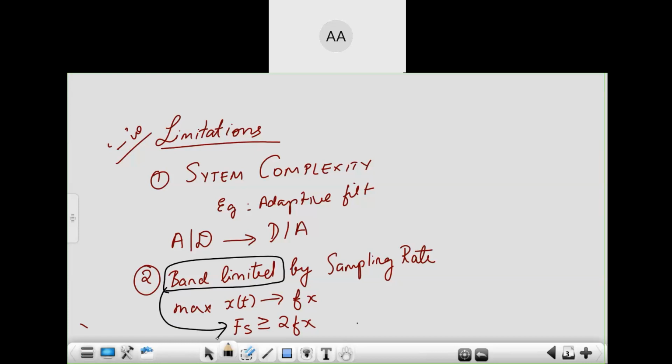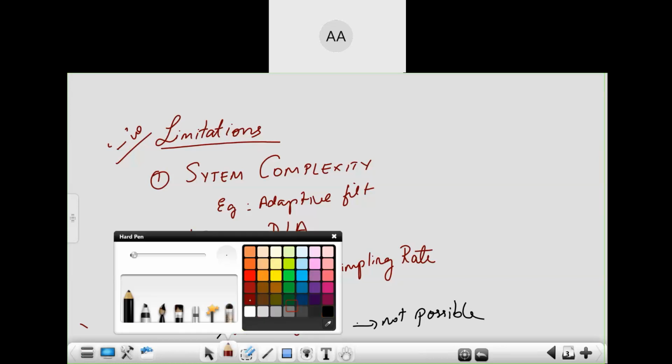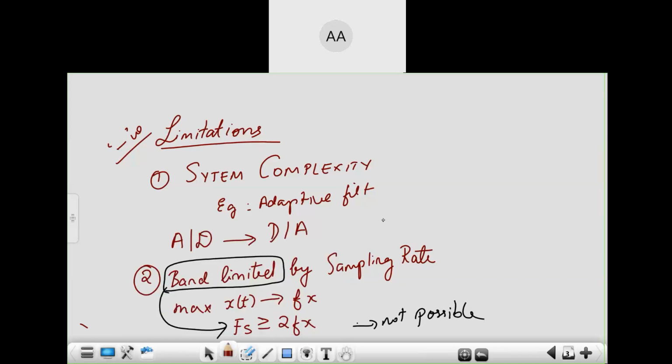If all of a sudden you want to change this band of operation in between your processing, that is not possible. That means once you have band limited the signal, you cannot change that operation. That is the meaning. What else could be? Any other guesses? Any other limitation can you think of?